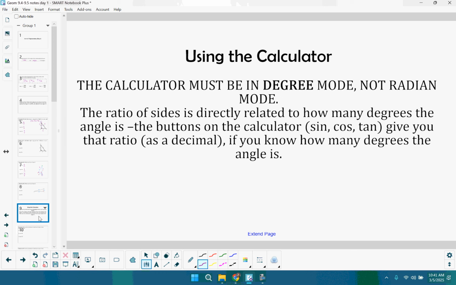The ratio of the sides is directly related to how many degrees the angle is, and the buttons on the calculator, the ones that are called SIN for sine, COS for cosine, and TAN for tangent, give you that ratio written as a decimal. So if you know how many degrees an angle is, you can determine the decimal equivalent of the ratio of their sides.